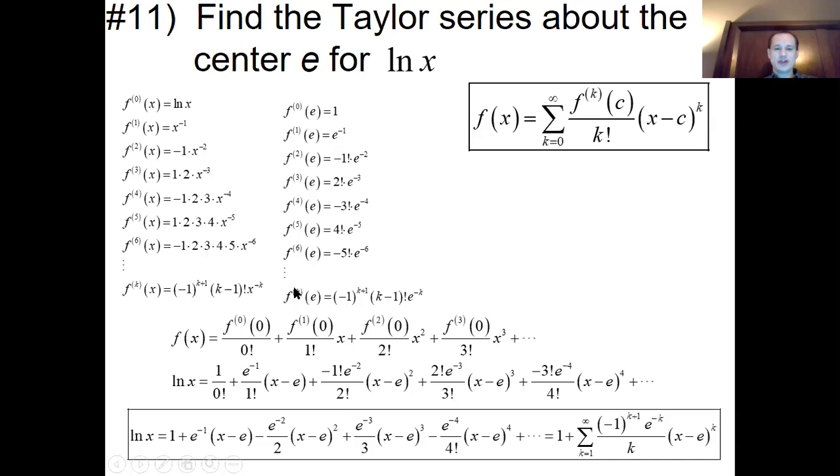And in fact, in general, as you go down, since we already have an equation for the kth derivative, plugging in e, the kth derivative at e is just going to be -1 to the k plus 1 times k minus 1 factorial times e to the negative k. That is the equation for the kth derivative at e.